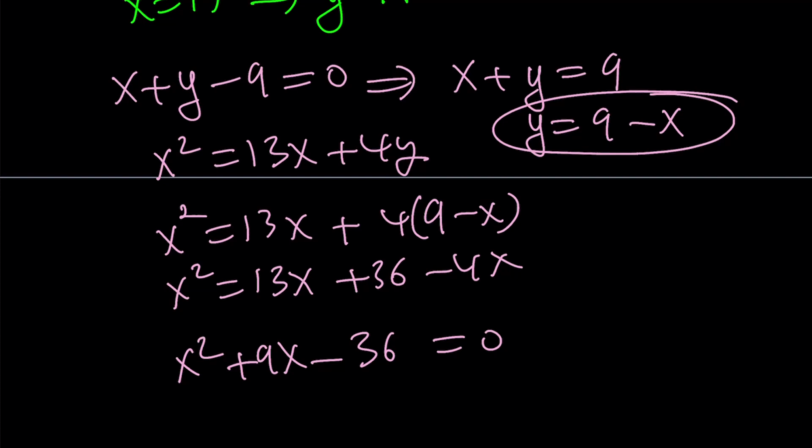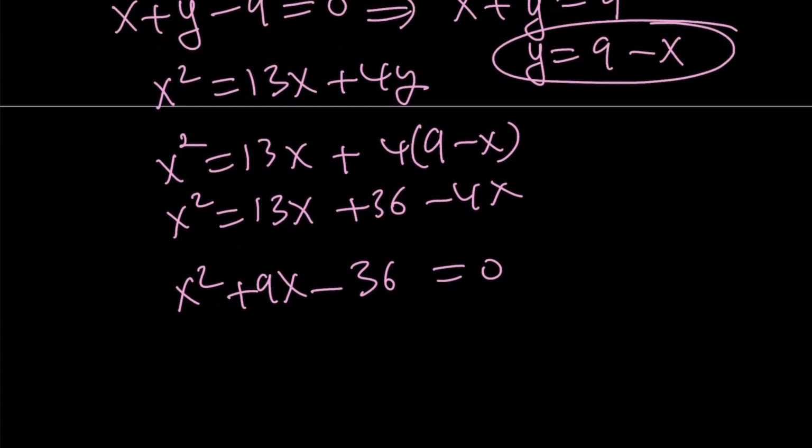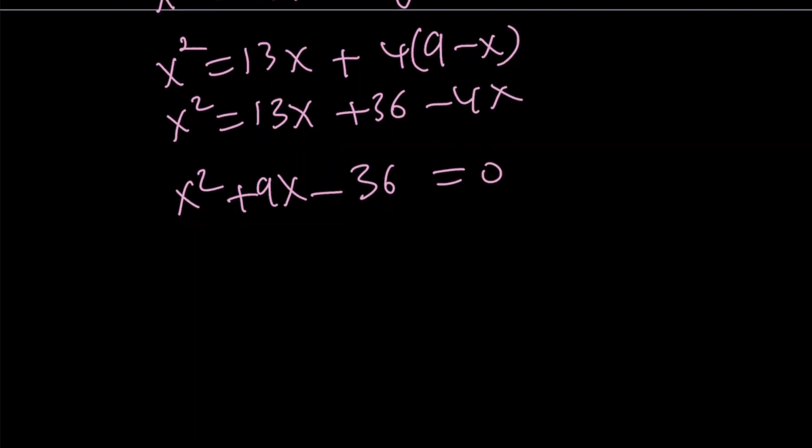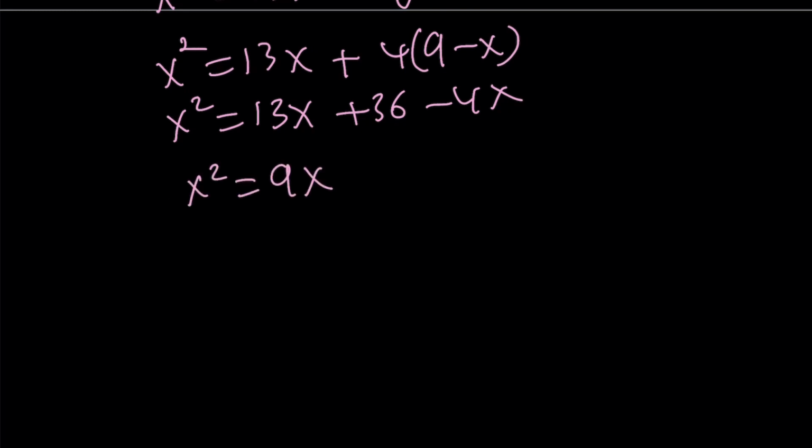Let me go ahead and double check real quick. So we got x plus y equals 9. y equals 9 minus x. And 36 minus 4x. And we replace y with that. And now we get x squared equals 9x plus 36. Okay, it should be negative 9x because I'm bringing the x. Okay, let me do the following. x squared equals 9x plus 36. I skipped that step and I confused myself. So it should be like this.